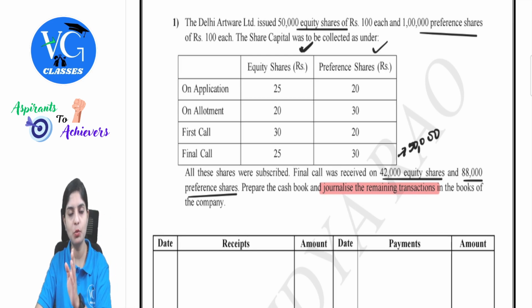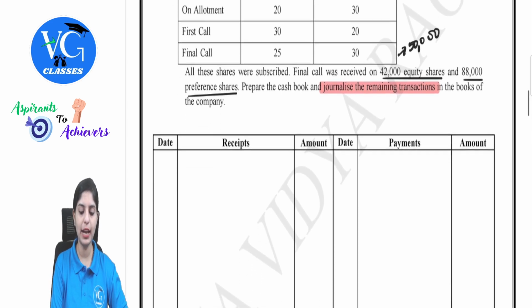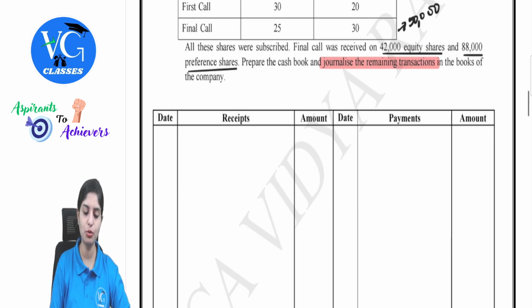Remaining transactions mean what? This application money should be transferred to share capital. So what will be the entry for that? Share application account debit to share capital. So that will be reflected where? In the journal. I hope you understand what remaining transactions mean, and what entry is to be taken in cash book. So we will prepare the cash book and then the remaining transactions in the books of the company.